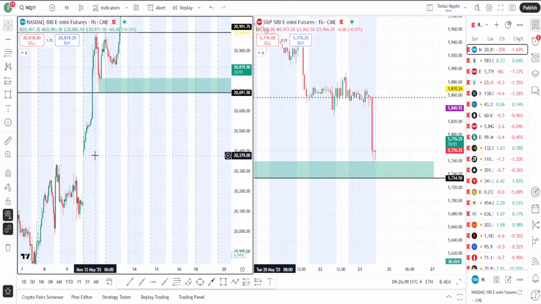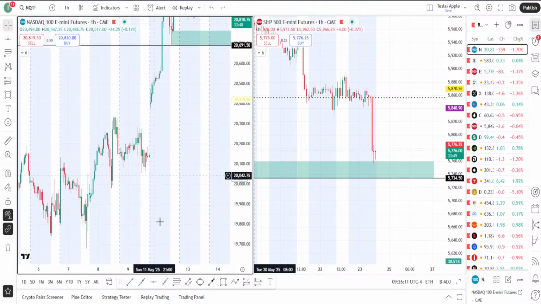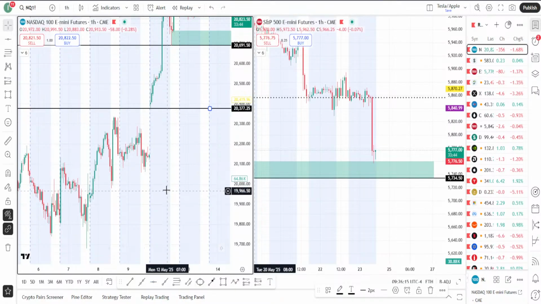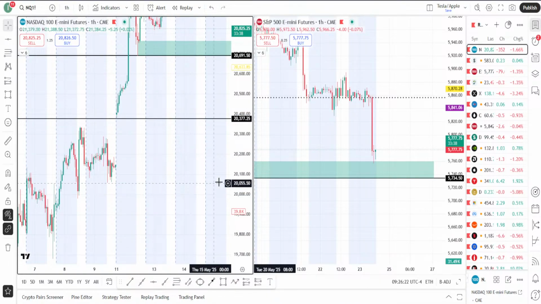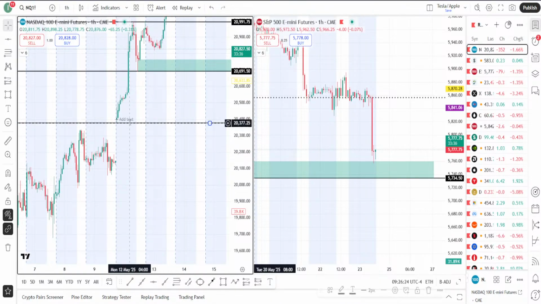Okay, we have this gap down here as well in the Qs. We'll mark that up. I don't know how bearish the market is going to be today, but we can start marking up these zones.